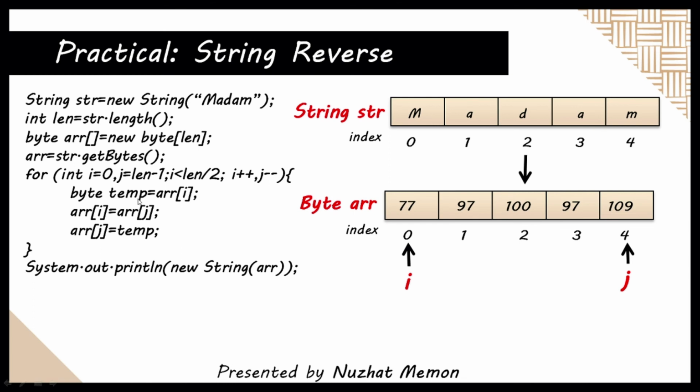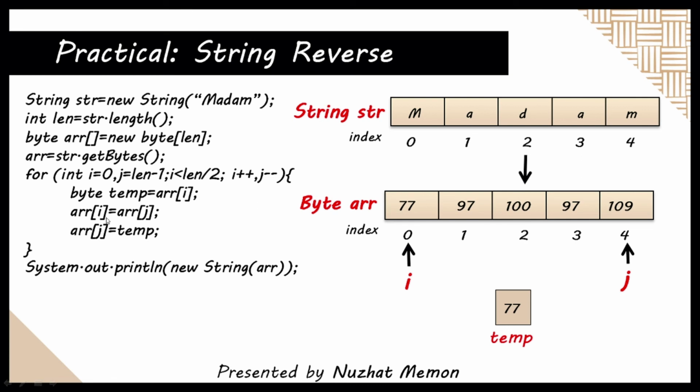We will take one variable with the name temp, and that will take the value array of i. So here we are getting 77, array of i, that is array of 0. Now you may be wondering why ma'am is not doing array of i is equal to array of j, array of j is equal to array of i. Because when you write this line, array of i is equal to array of j, you are replacing this value with the new value. But what about this old value? I need it for this j.